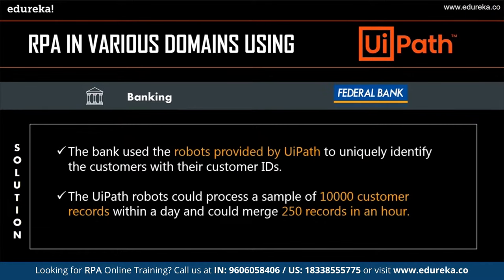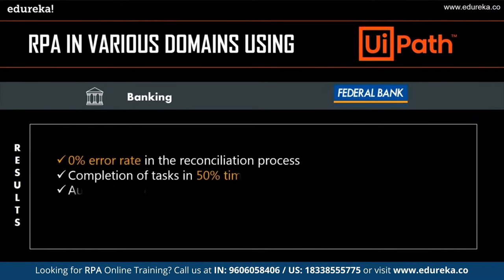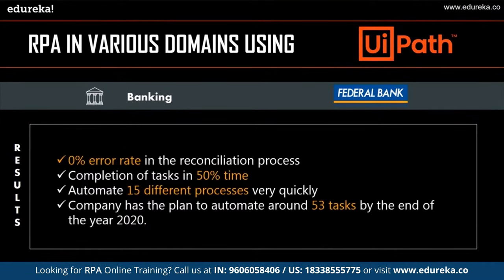It is, right? So the results observed are as you can see on my screen. There was a 0% error rate in the reconciliation process. The completion of tasks was done in 50% of the time. The bank could automate 15 different processes very quickly, and the company further planned to automate around 53 tasks by the end of the year 2020. So that's how, guys, RPA is used in the banking industry.